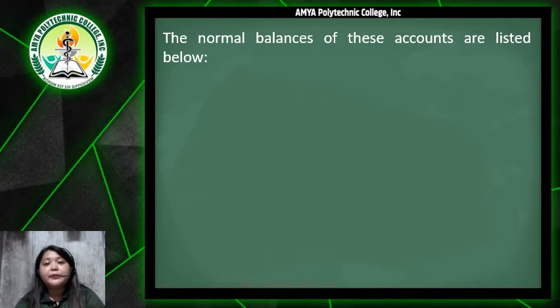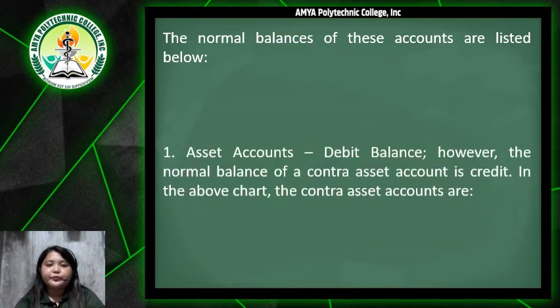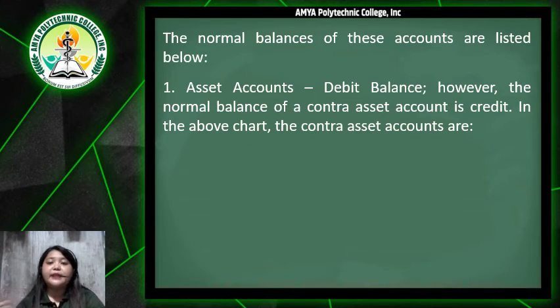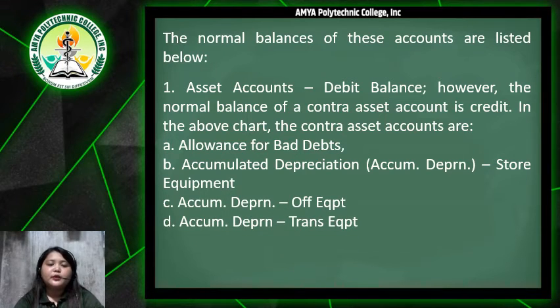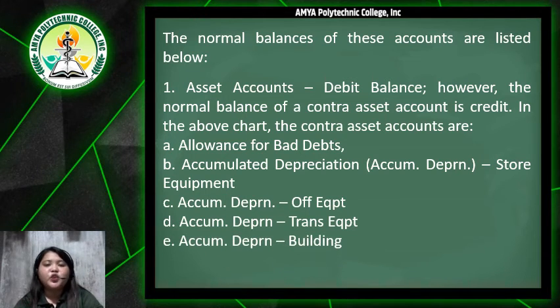So we have here the normal balances of these accounts. For asset accounts, we have the debit balance. However, the normal balance of a contra asset account is credit. In the chart that I showed you a while ago, the contra asset accounts are the allowance for bad debts, accumulated depreciation of store equipment, accumulated depreciation of equipment, accumulated depreciation of transportation equipment, and then accumulated depreciation of buildings.